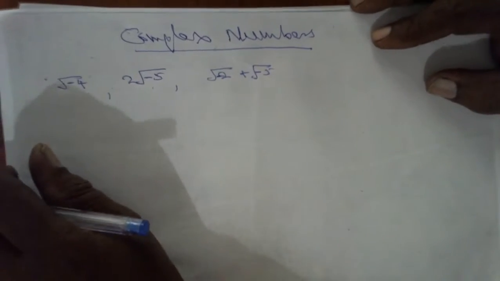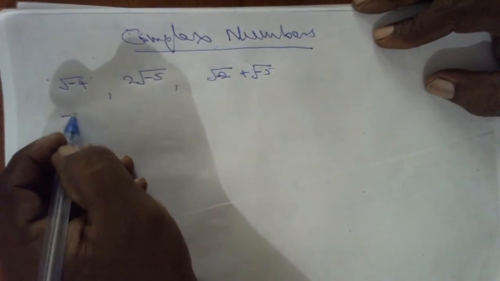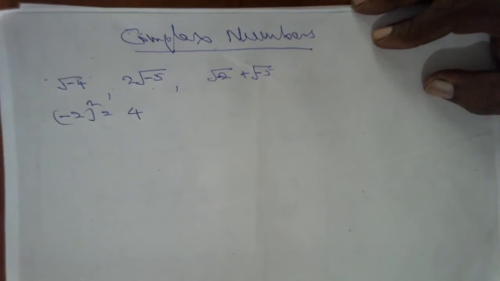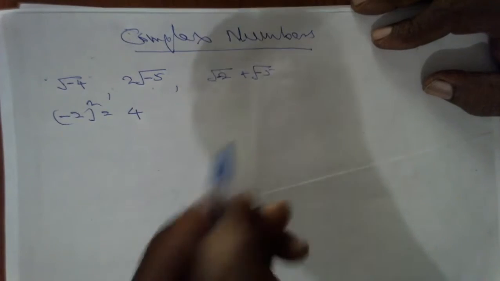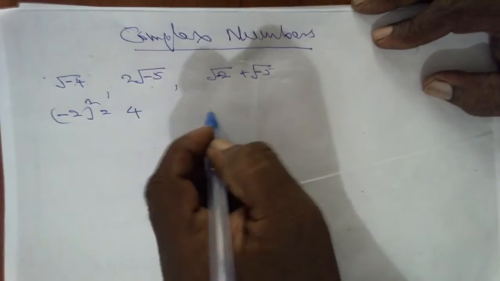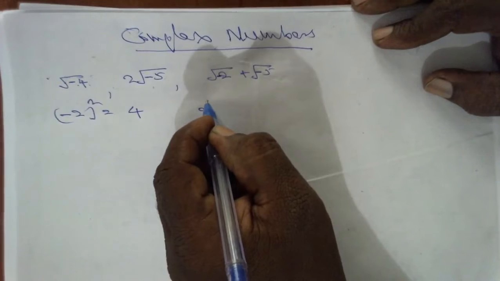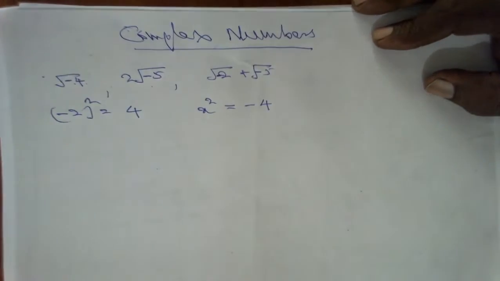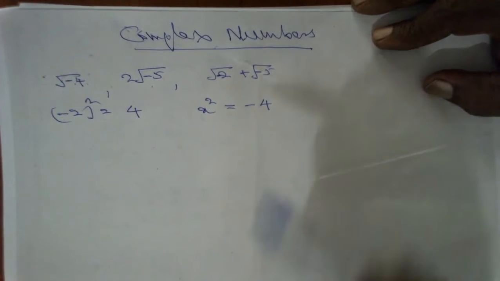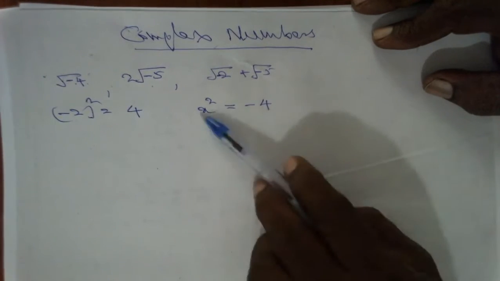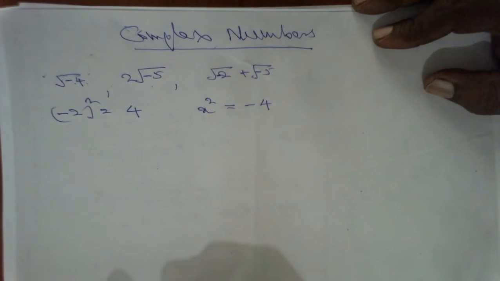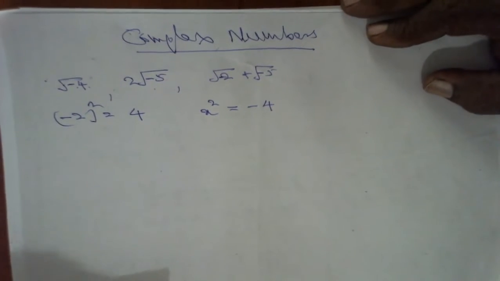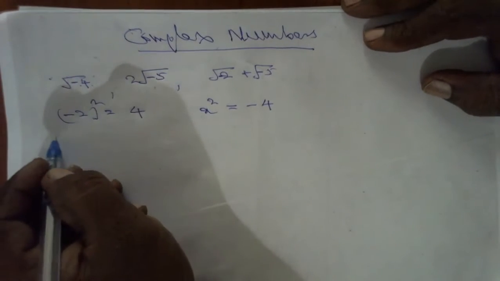Now for example, if you take minus 2 squared, this is plus 4. Then if you want to find the square root of minus 4, somehow you have to find a number whose square should be minus 4. Right? Can you find the value for x satisfying this equation? You cannot find. That means you cannot find the square root of a negative number. Right? These numbers are not real.